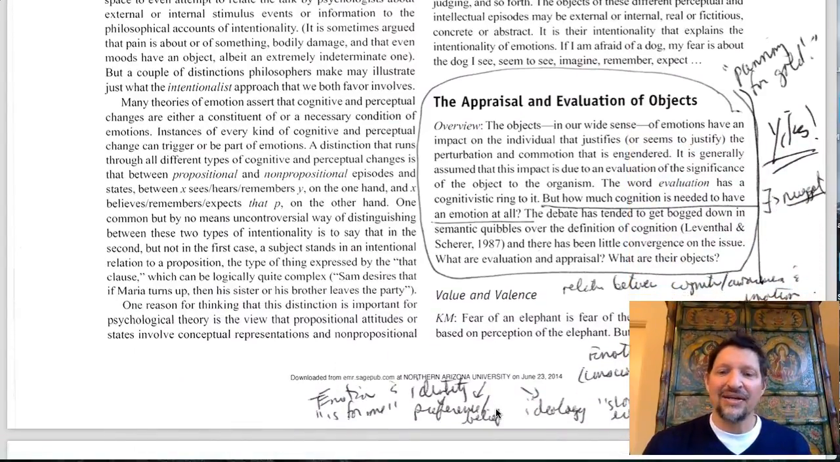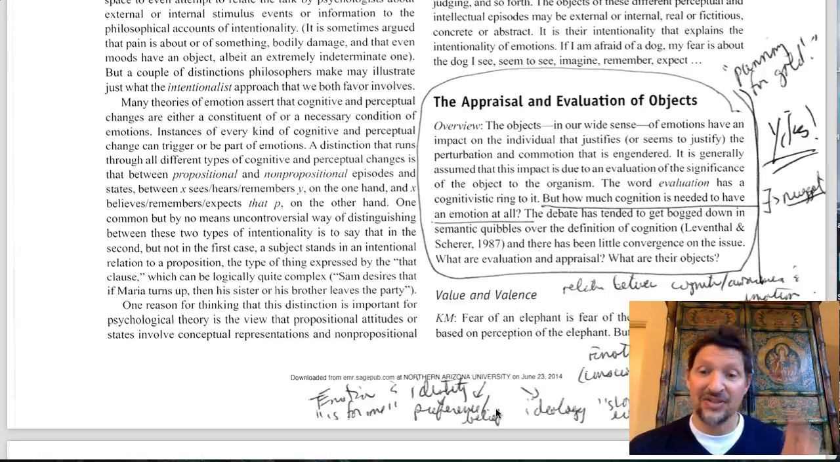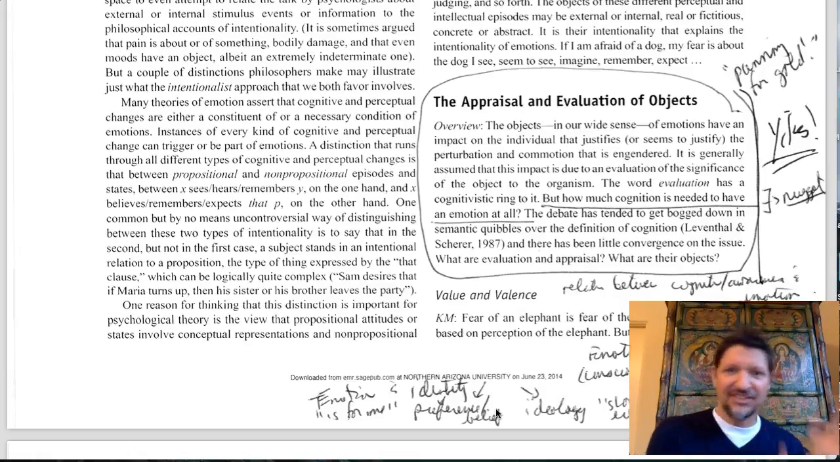Here's another way of demonstrating, as a little bit of a humor break. Sometimes the crazy speech, just hear me saying this and watch your eyes roll back into your head. The appraisal and evaluation of objects, overview. Usually I say go to the overview because that's going to help you in just one paragraph, but this overview is crazy. I'll just read it and let's see how it hits you. Speaking of emotions, the objects in our wide sense of emotion have an impact on the individual that justifies or seems to justify the perturbation and commotion that is engendered. It is generally assumed that this impact is due to an evaluation of the significance of the object to the organism. The word evaluation has a cognitivistic ring to it.